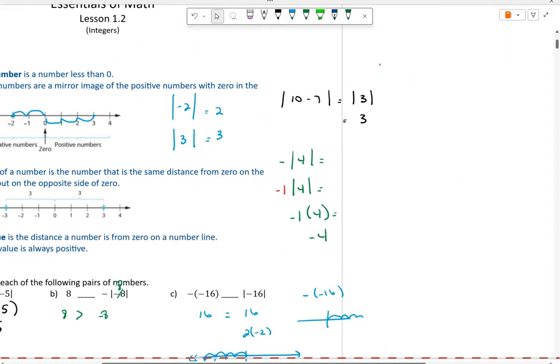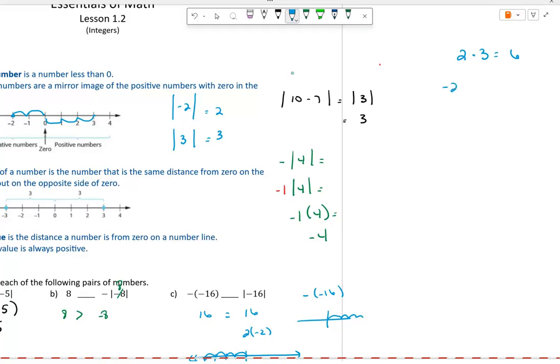Yes. The rule for multiplying and dividing positives and negatives: if you multiply or divide same signs, it's always positive. So, just for fun, what is 2 times 3? We agree it's 6? Positive times a positive is a positive, right?